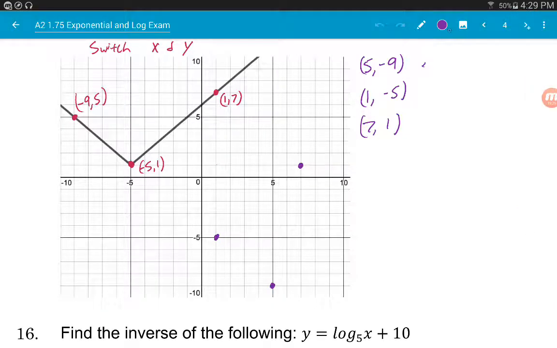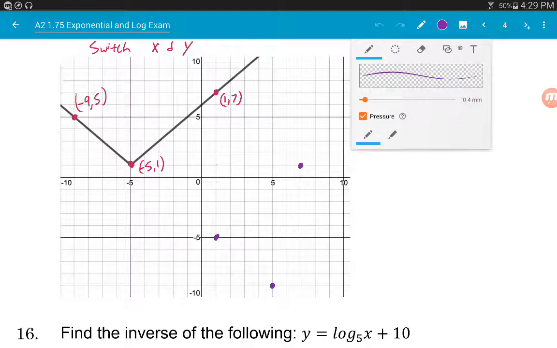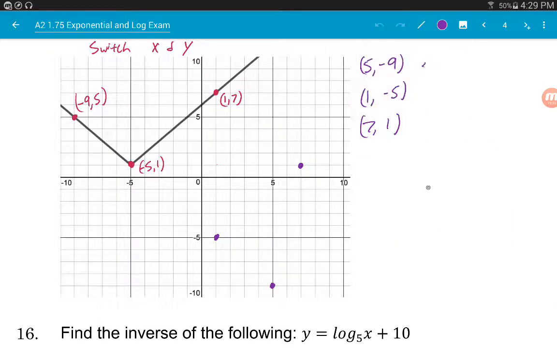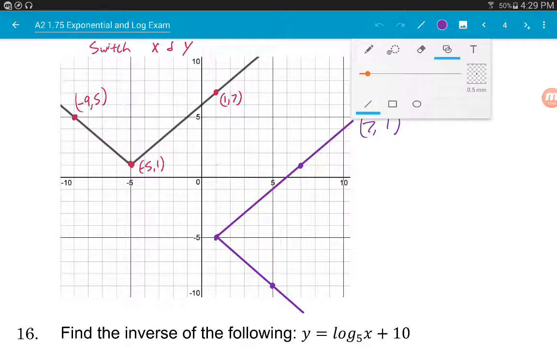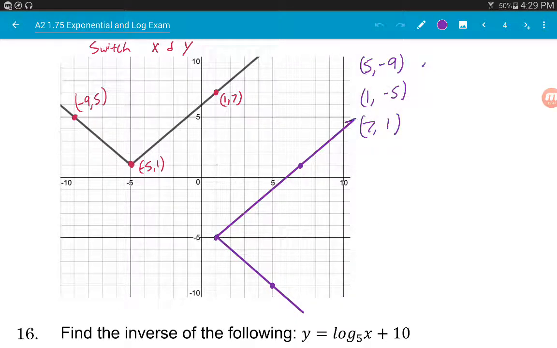Now if you have a ruler, you can make this look really nice, but for me, I can cheat with the digital straight edge. Let's go through that point here, and let's go through this point here. And that is a perfectly acceptable graph of the inverse of the given function. It's a reflection of the line y equals x.